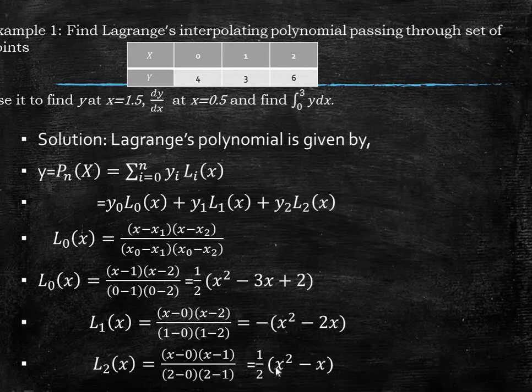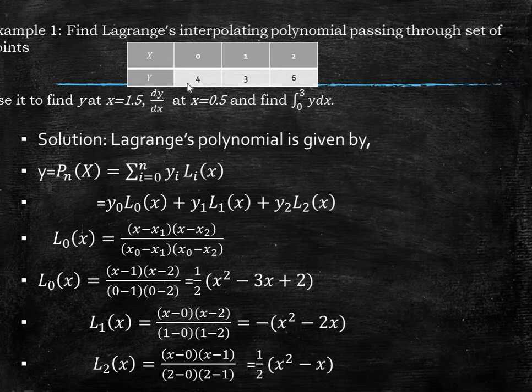Again L2 of x is 1 by 2 times (x square minus x). We have to just put here the values: (x minus x naught)(x minus x1) upon (x2 minus x naught)(x2 minus x1), and the value of x naught is 0, the value of x1 is 1, the value of x2 is 2. So x minus 0, x minus 1 upon 2 minus 0, 2 minus 1. After simplification, we get the result 1 by 2 times (x square minus x).